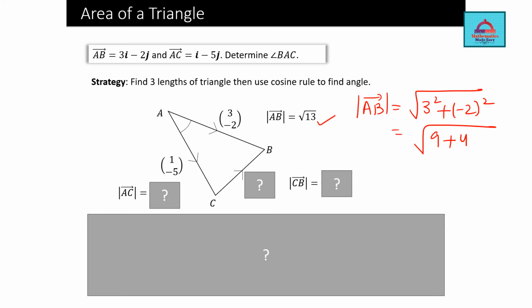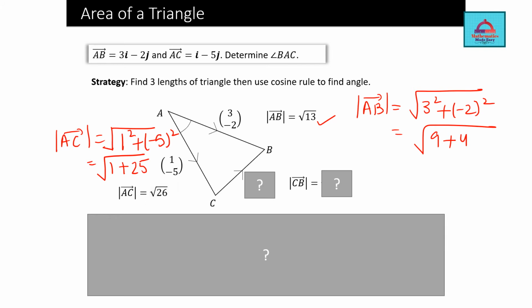Similarly, the magnitude of AC, how will you find it? You will use the same formula. So here it will be the square root of 1 squared plus minus 5 squared, which is the square root of 1 plus 25. So it will come out to be the square root of 26. Okay, we have these two sides. Similarly, can we find the third side?